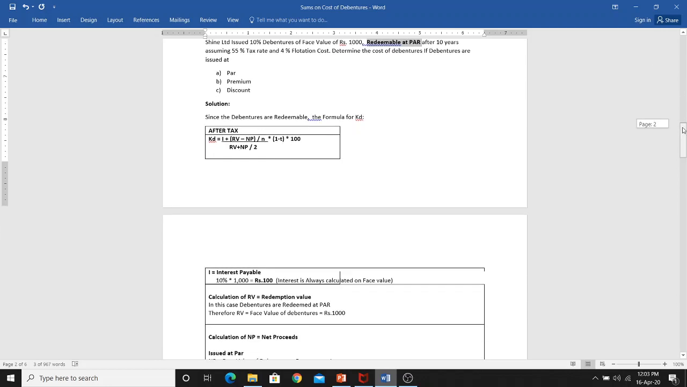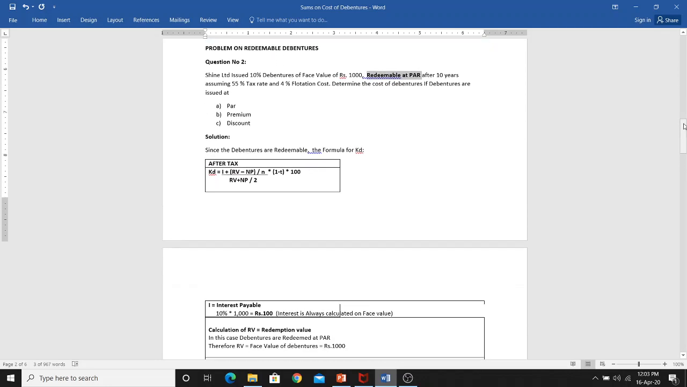So the first thing we have to do is see which formula will be suitable for this particular problem. Here they are not specifying whether it is pre-tax or post-tax. So we are assuming 55% tax rate. We consider this problem to be post-tax because they are writing here 55% tax rate. So solution, since the debentures are redeemable, and since tax rate is given and clearly it is not specified pre-tax or post-tax, we assume it to be post-tax. So what is the formula?